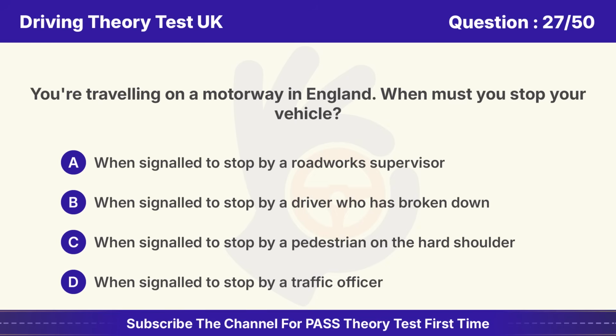Question 27. You're traveling on a motorway in England. When must you stop your vehicle? Option A. When signaled to stop by a roadwork supervisor. B. When signaled to stop by a driver who has broken down. C. When signaled to stop by a pedestrian on the hard shoulder. D. When signaled to stop by a traffic officer.